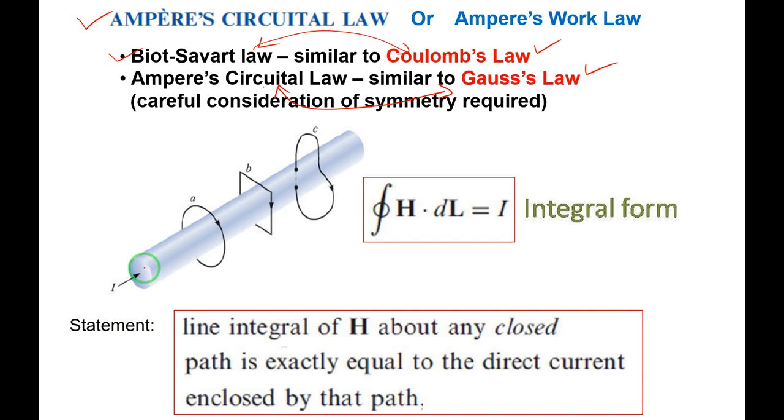Just observe here, this is the cylindrical conductor, right? The current I is flowing in this direction. There are three paths. Let me call them closed path A, closed path B and closed path C. There are three closed paths enclosing this. This is path A. It is enclosing the conductor in a circular way. Then path B is a rectangular or square path, so from here to here, it is enclosing this conductor.